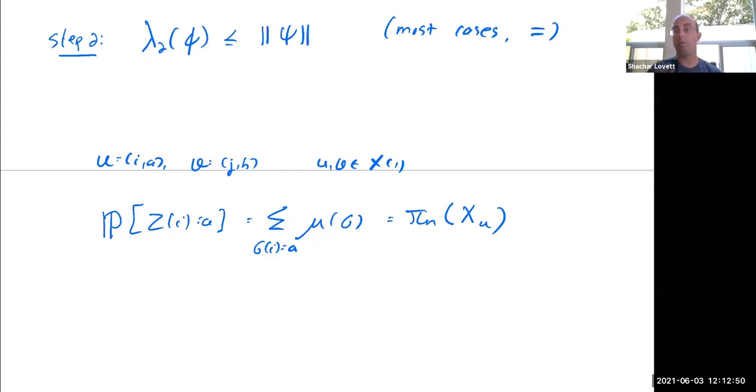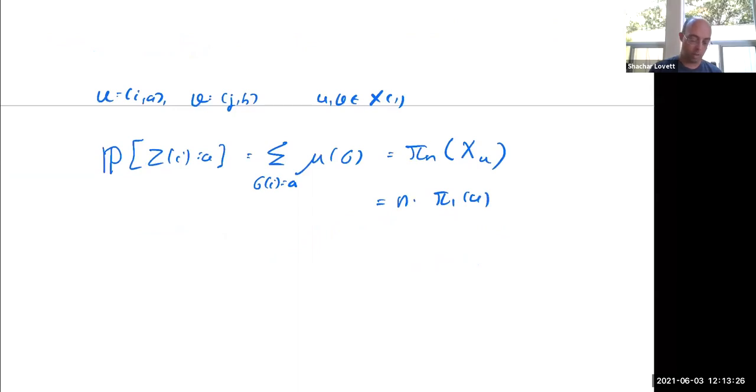X u is the link of u. It's all the full colorings consistent with u. So pi n of X u sums up all of these colorings that are consistent with u, which is the same as summing up all the colorings that color element i by a. And I'm claiming this is the same as n times pi 1 of u, because of this connection between pi n of a link and pi 1 of the face defining the link.